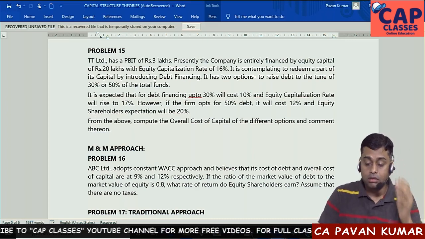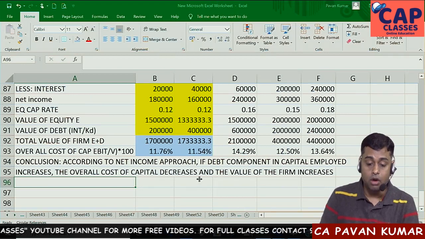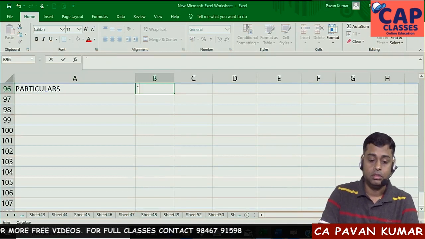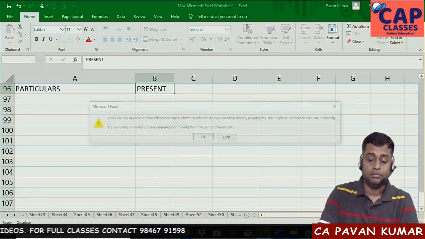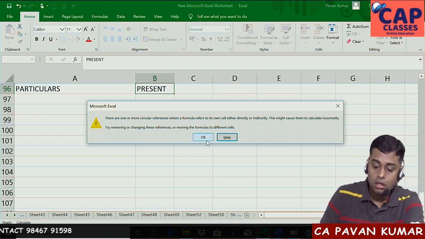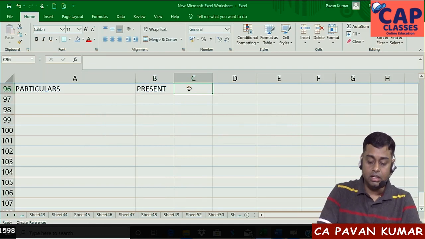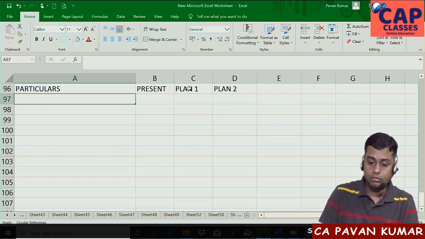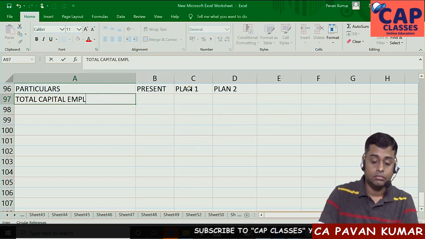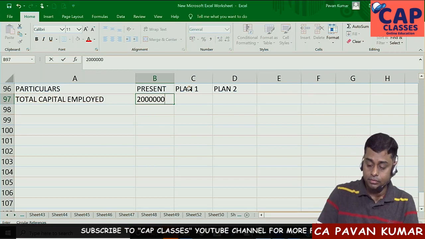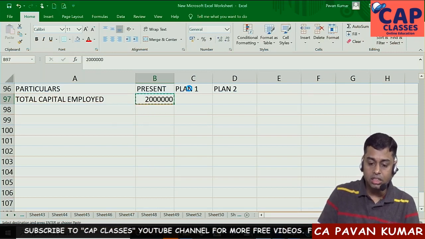Okay, are we ready? Okay, look here. Particulars, present, then plan 1, plan 2. Okay, so what is total capital employed? Total capital employed is 20 lakhs. In all the situations, it is 20 lakhs.